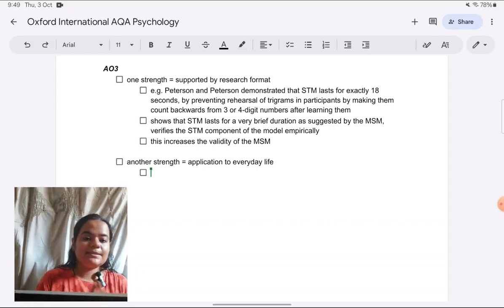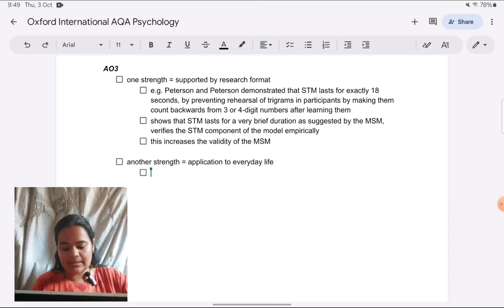So another strength is application to everyday life. Application, as I was saying, means practical usefulness, so not just the theoretical value of the model, that is, explaining memory more. Many students write that. Explanation is not practical application. Where it can be used, you need to indicate that. So first, which is that aspect which is useful? Let's point out that, again, it's an example. There are many applications possible. Out of that, we are taking one.